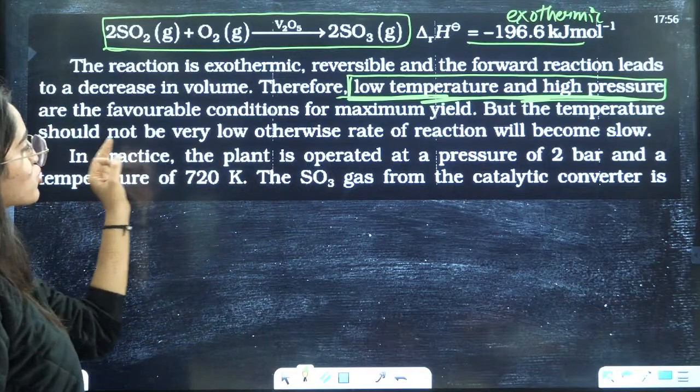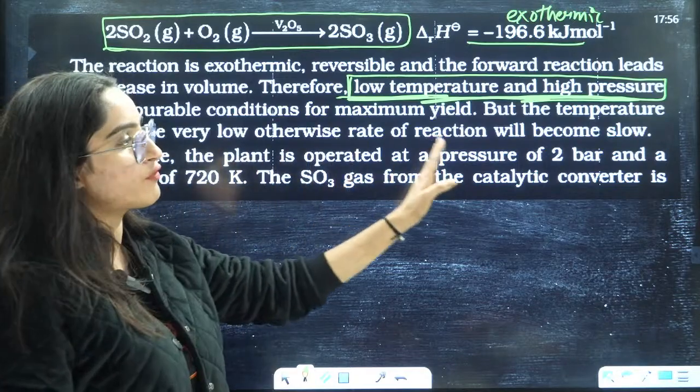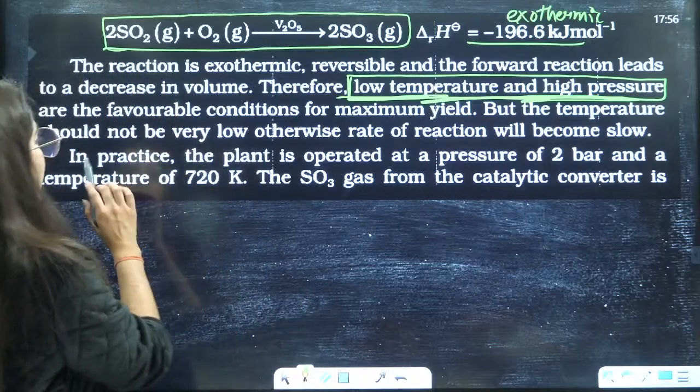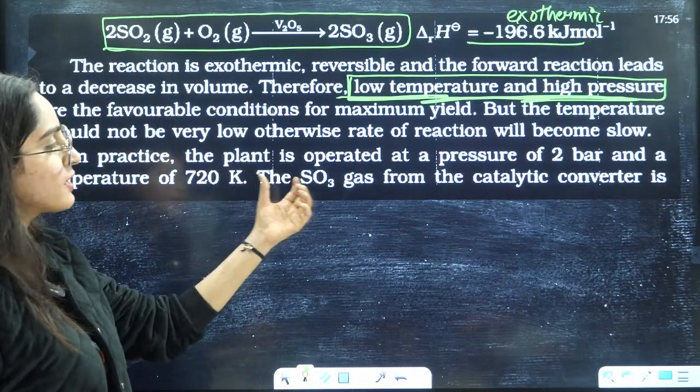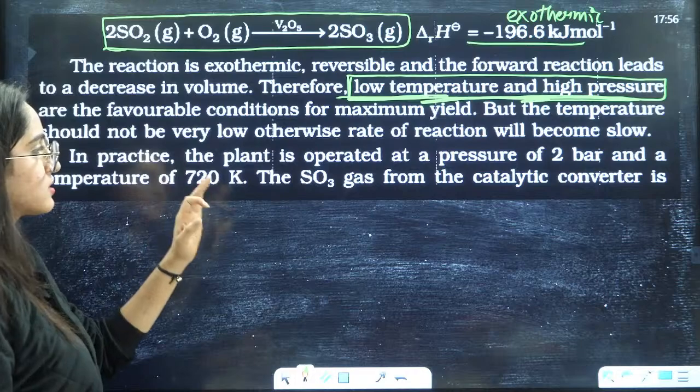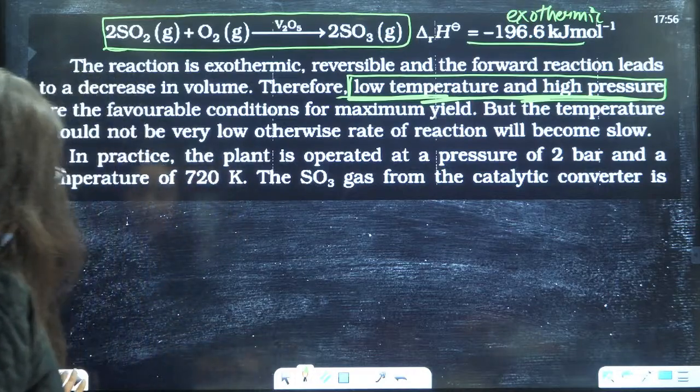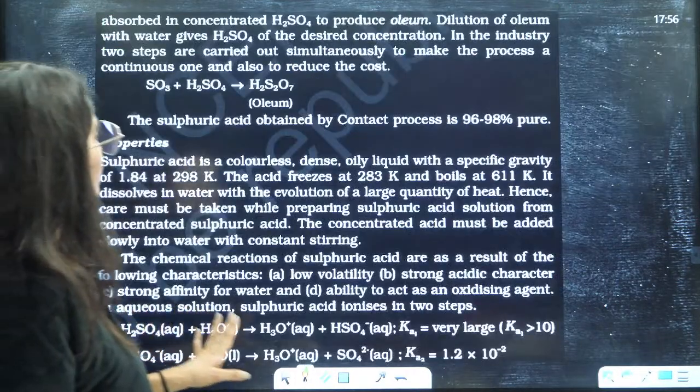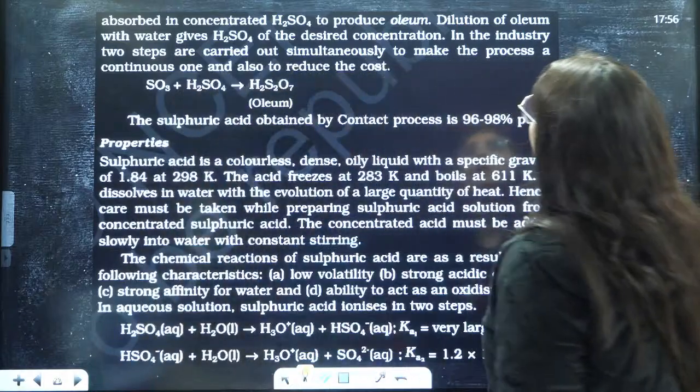But the temperature should not be very low, otherwise the rate of reaction will become very slow. In practice, the plant is operated at a pressure of 2 bar. The SO2 gas formed is absorbed in concentrated H2SO4 and this. Okay.